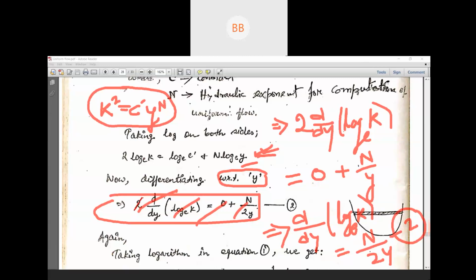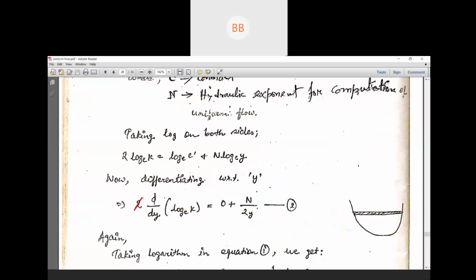So what we have to do in this equation, first we have to take log, then we have to differentiate that equation with respect to y. Here if you don't write this 0, then it is correct. d by dy log e k is equal to n by twice y. This is our final expression, number 2.